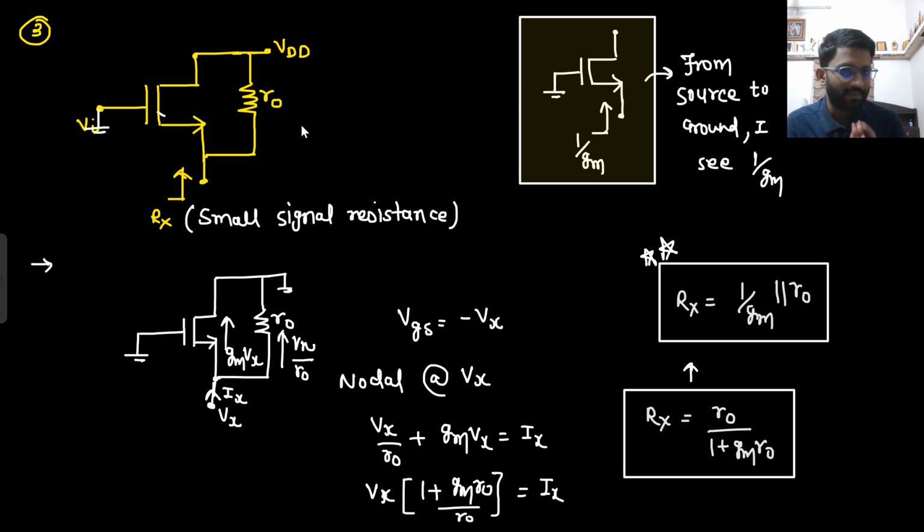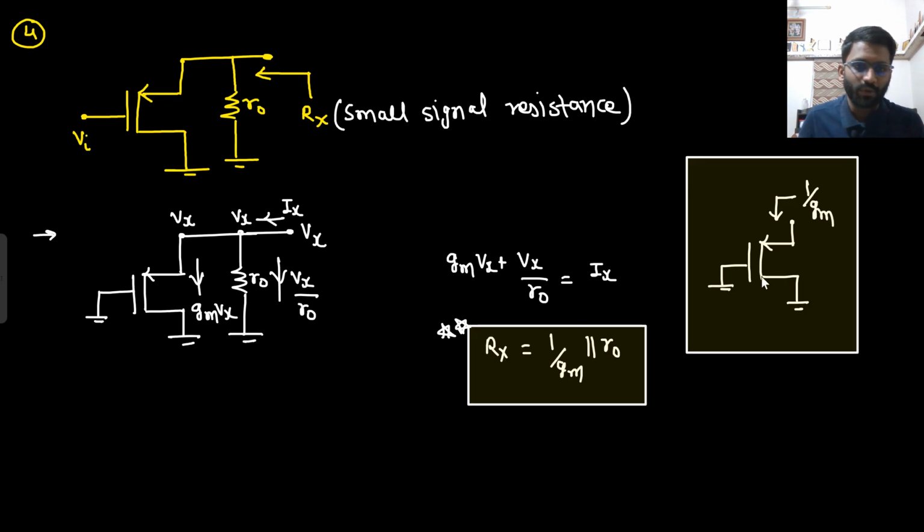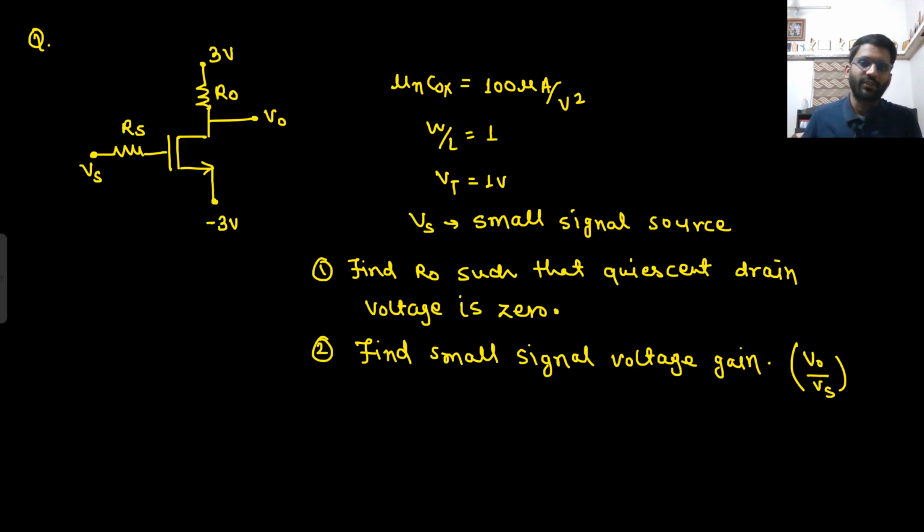If you remember only this much, your problem will reduce to a very small part. Otherwise you will have to make a very complex circuit. Just from the source you need to see the resistance. From the source you always see 1 by Gm. The condition is that the gate should be grounded. Well and good. Let's move on to the next question.